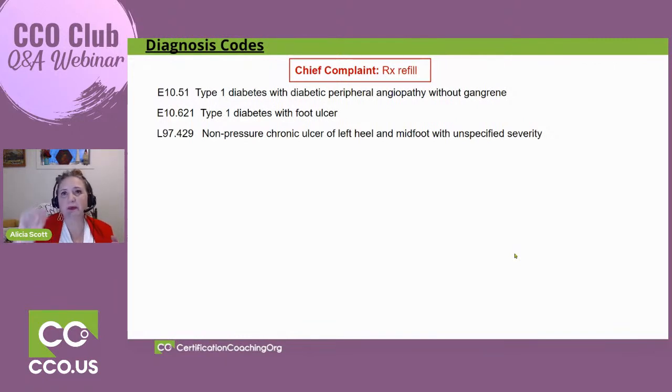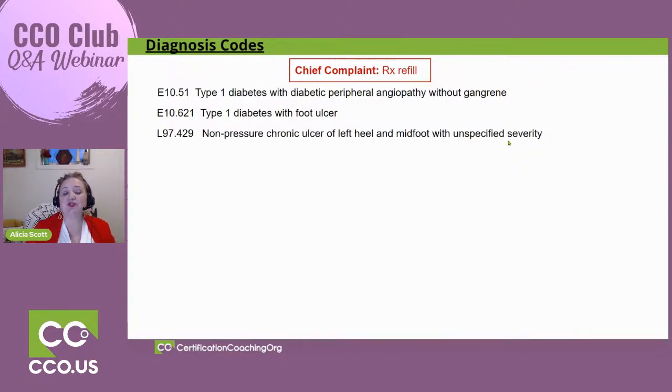So like if you use Epic, they'll have a media tab and you'll be able to see all of the documentation from the other providers, even if they are not on site or part of your system, like a big system. So again, unspecified severity, we probably could get that severity if we dug around and looked.